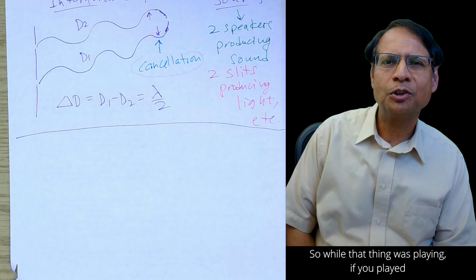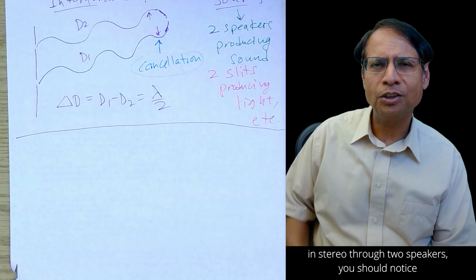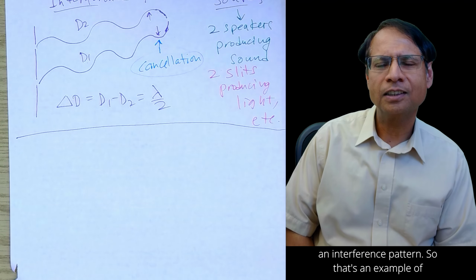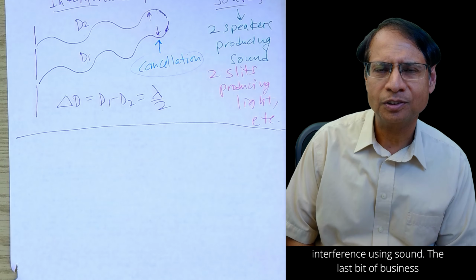So while that thing was playing, if you play it in stereo through two speakers, you should notice an interference pattern. So that's an example of interference using sound.